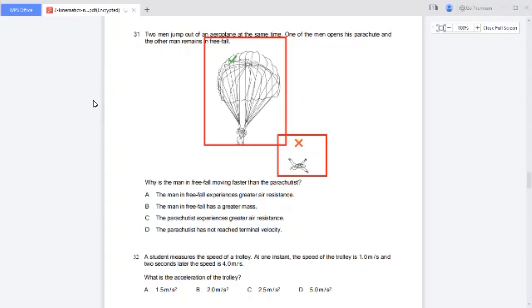The man in free fall experiences greater air resistance? No, his surface area is small, so he will experience less air resistance. The man in free fall has greater mass? No. The parachutist experiences greater air resistance? Correct, because his surface area is large. The parachutist has not reached the terminal velocity? No, that's incorrect. So we have C as the correct option.